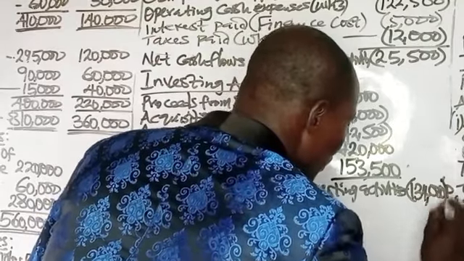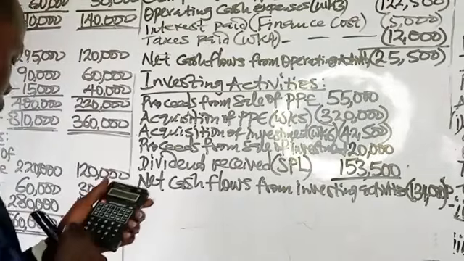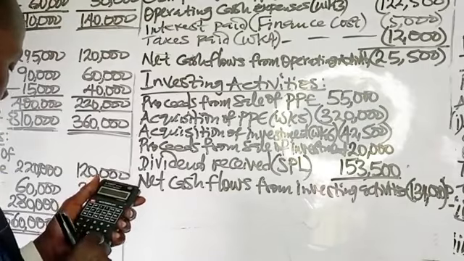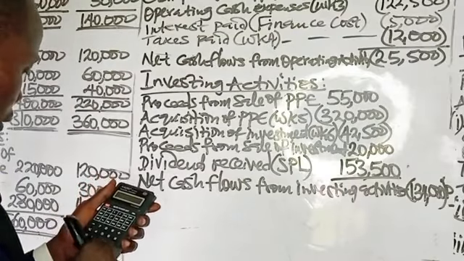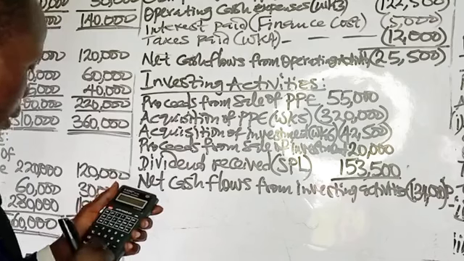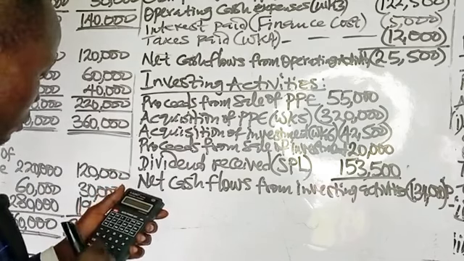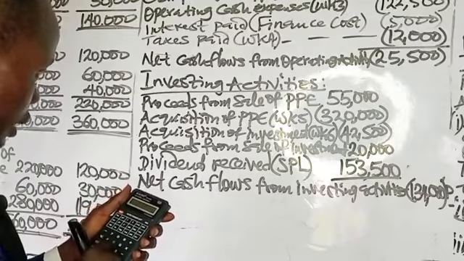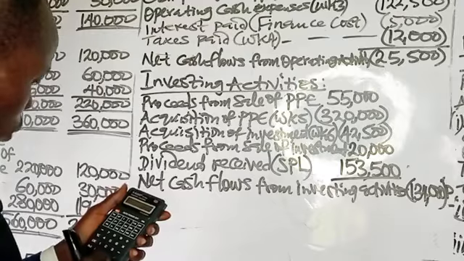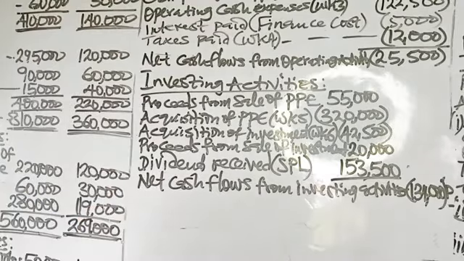134,000. Negative 134,000. Let me reconfirm that: 55,000 minus 320,000 minus 42,500 plus 20,000 plus 153,500. So negative 134,000. That is investing activities.